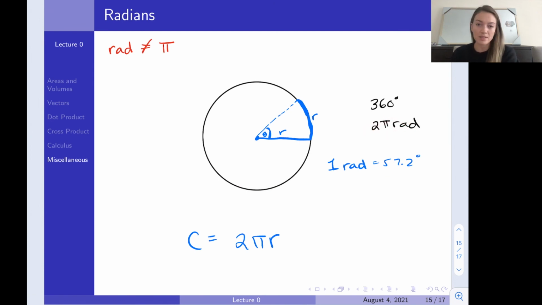If you multiply 57.2, there's more decimals to it, it's about 57.2, but if you multiply that by 2 pi, you will get 360. And that's why the circumference of a circle is 2 pi r. Okay, so that's a radian, so I hope you'll definitely be using that in 7e, so I hope that helps.